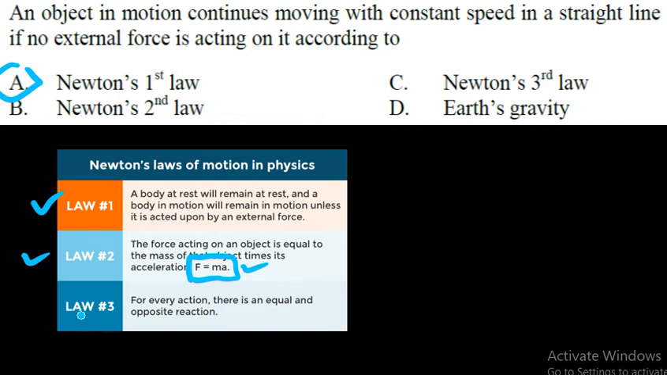And the third law says for every action there is an equal and opposite reaction. So the third law we call action and reaction. And the second law we call the law of motion. The first law we call the law of inertia, because the larger the mass, the larger the force it needs.